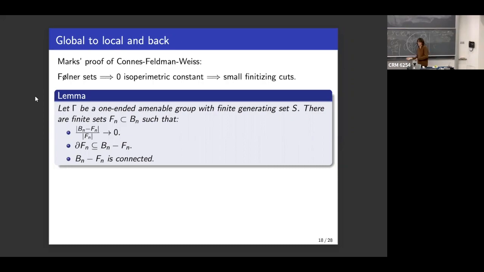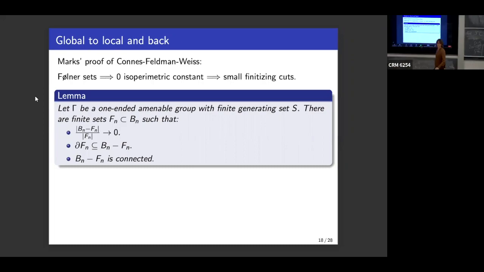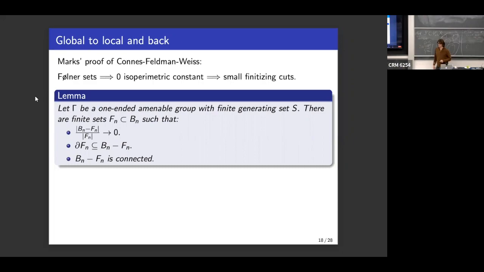So the extra info that this special Følnerness has is that maybe I can fatten up my boundaries a tiny bit in order to witness the connection. So maybe I can take distance 10 around this thing instead of distance 1 around this thing to find paths that connect up all of my pieces. So if I have these nice Følner sets, then maybe I'll be a little bit happy. And for very nice groups, you can certainly find such nice Følner sets.